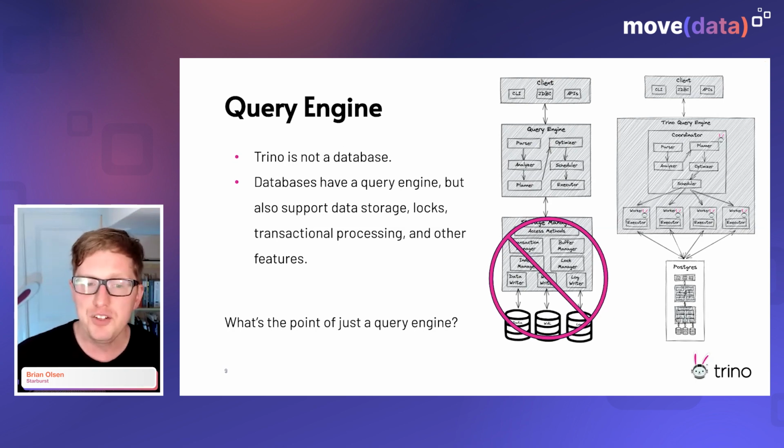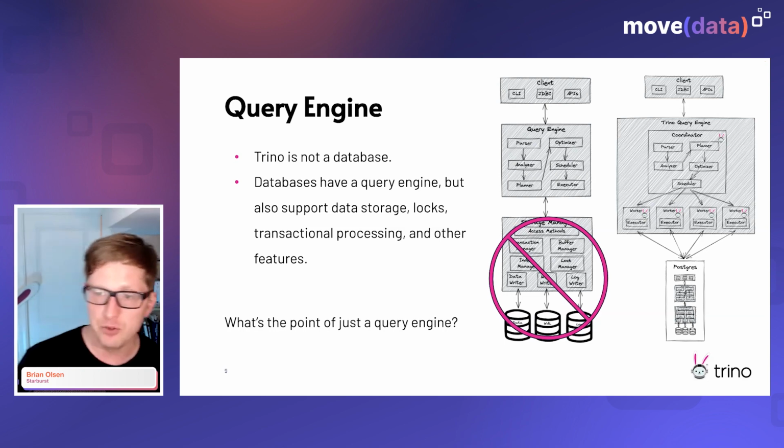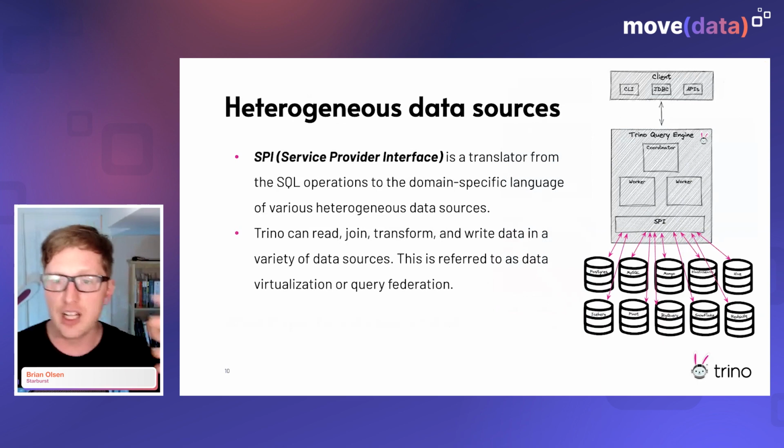So what's the point of just a query engine is the question you might ask if we've taken away all the storage. Well, what does it connect to then? It connects to other databases to start. This one here on the right is a Trino query engine connecting to one Postgres database. And you say, well, that's silly. Why do we have a query engine on top of Postgres? Well, it's because we can do it with a lot of databases.